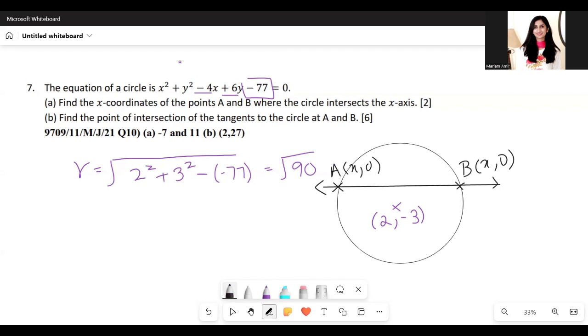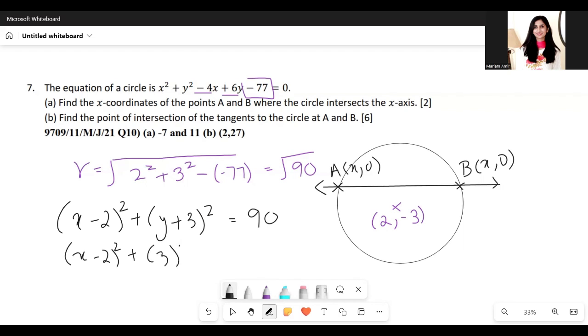Now, to find these A and B x values, we need to first write down the equation of the circle and then substitute y equals 0 in it. So the equation of the circle would be x minus 2 whole squared plus y plus 3 whole squared equals radius squared, which is 90. Okay. Now let's substitute 0 in place of y. So we get 3 squared equals 9. This gives us x minus 2 whole squared plus 9 equals 90.